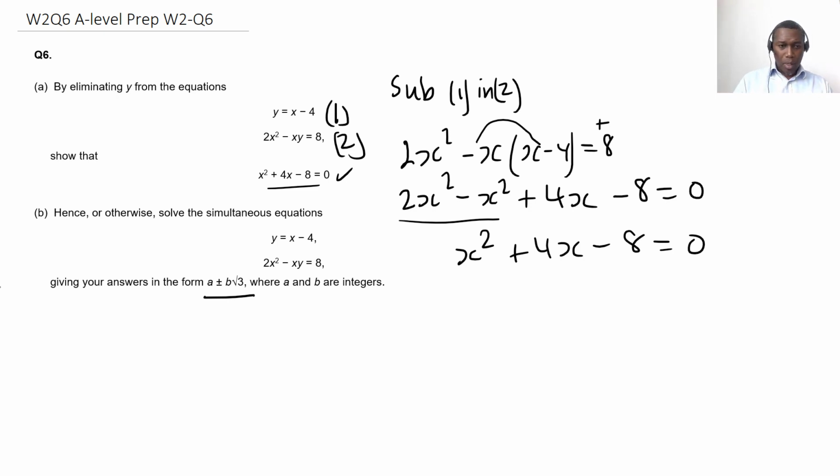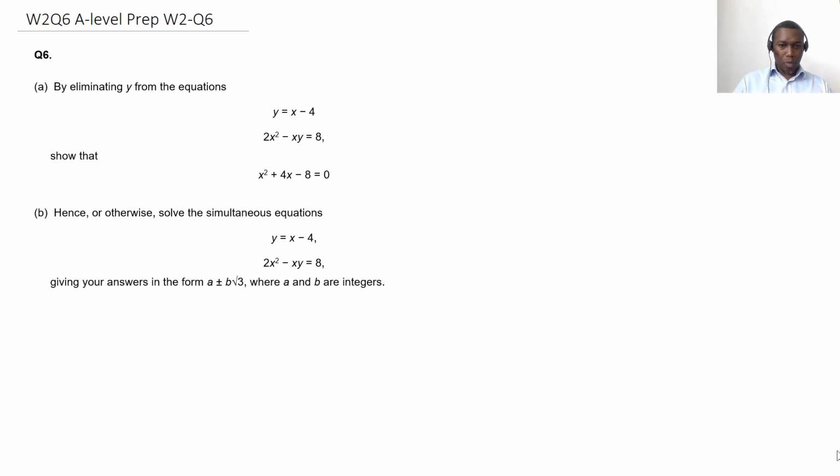Okay. Right. So part B, I'll make space for part B, and I'll work from here. So we know that when we combine these two, we get x squared plus 4x take away 8. That's why they said hence or otherwise. We've done the elimination. In other words, we're going to solve that quadratic to find x. Find x using this expression, which is a combination of these two. And then when you have your x values, y is going to be x take away 4.